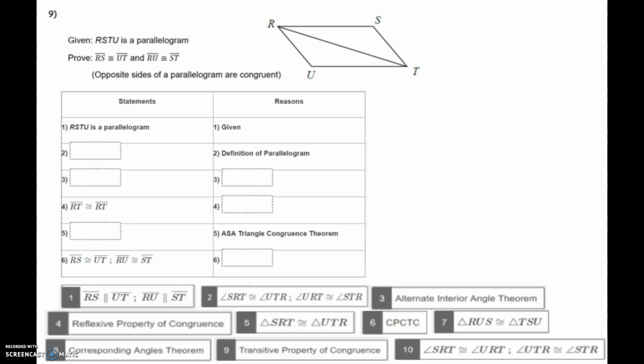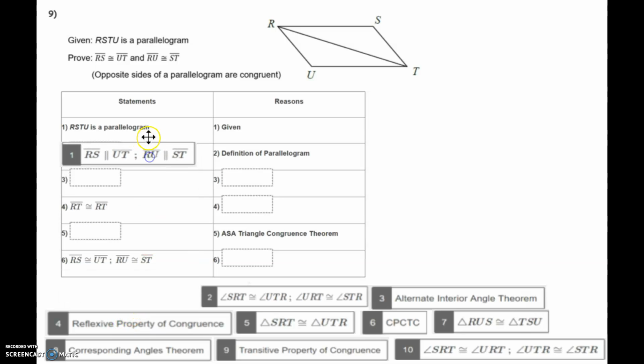Taking us to our proofs, number 9, we were asked to just slide in the statements and the reasons. We were given a parallelogram, RSTU, and they ask us to use the definition of a parallelogram. The definition of a parallelogram just tells us we have opposite sides parallel. So down here we have only one statement that talked about parallel sides. That was RS parallel to UT, and RU parallel to ST. So that's our definition of parallelogram. I'm going to mark those sides parallel.